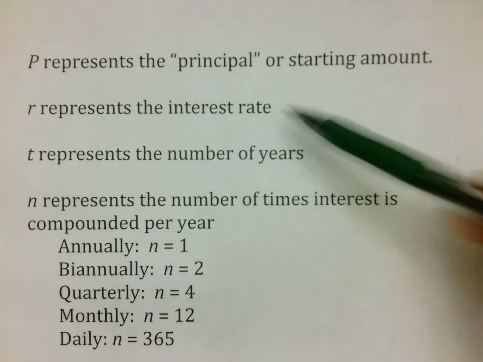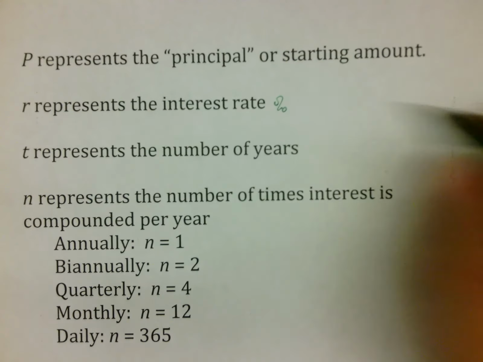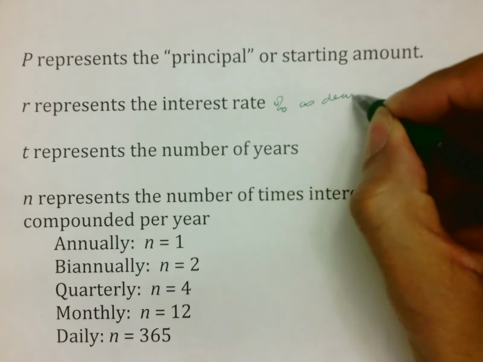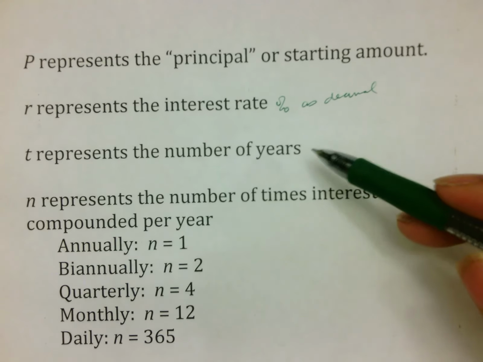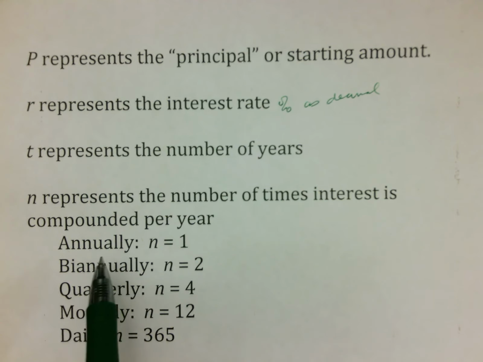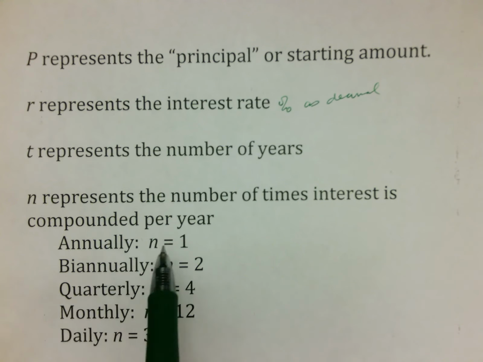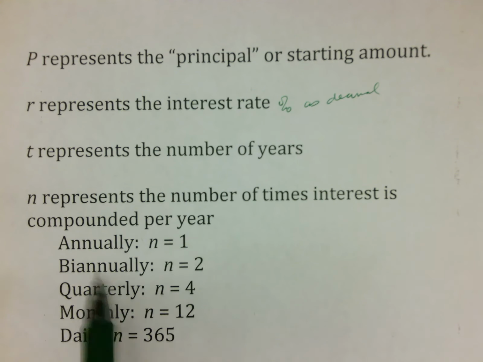R is your interest rate. Again, that's usually a percentage number that you have to convert by moving the decimal 2 spots. T represents the number of years that we're talking about, and the tricky number is N. N represents the number of times interest is compounded. If it says that the interest is compounded annually, then that means that you're only going to do it once at the end of every year. So in that case, N is 1 because every year is only going to be compounded once.